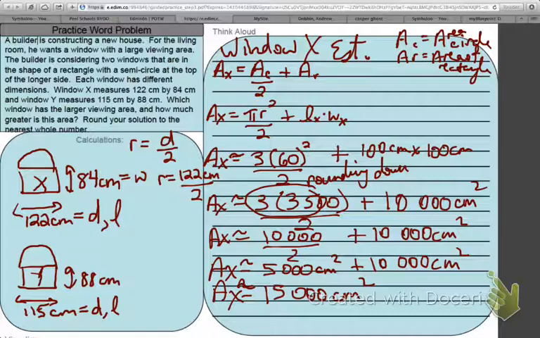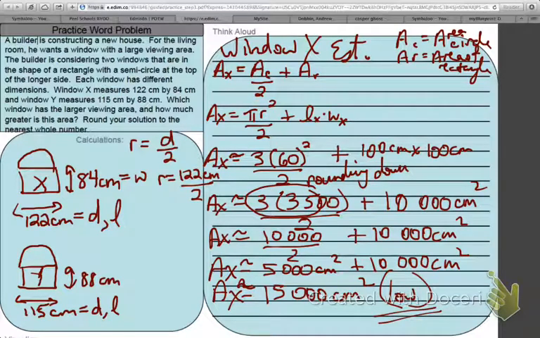So for window Y, we would follow the same steps to run our estimate. Notice it's not even a calculation because we didn't use the real form of pi that we should be using, which would be rounded to the nearest hundredth, which would be 3.14. And we didn't use the real amounts of the length or the width, which are 122 and 84 centimeters respectively. We rounded those values to 100 and 100 to make it a little bit easier for the calculation. So this is just the estimate. So we believe that our low estimate, so that's low, our actual answer is going to be slightly more than 15,000 when we run the real calculation for window X.